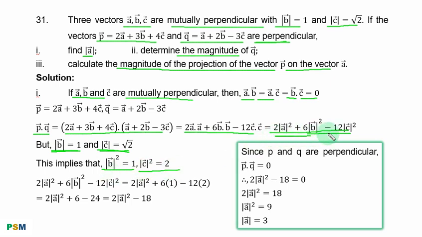So we come back here, which is this, and you replace the magnitude of vector B square by 1 and that of C square by 2, and you have this result. Since P and Q are perpendicular, their dot product is equal to 0. So you equate this result to 0, transfer minus 18 to the right hand side, divide through by 2 to get the magnitude of vector A squared. Take the square root of both sides and you have it to be 3.